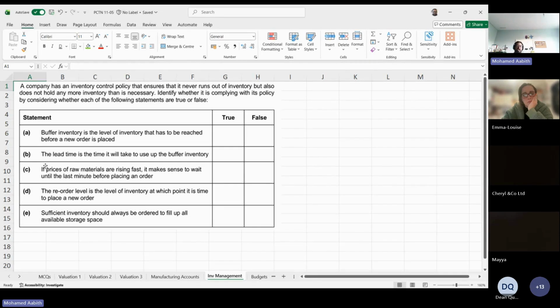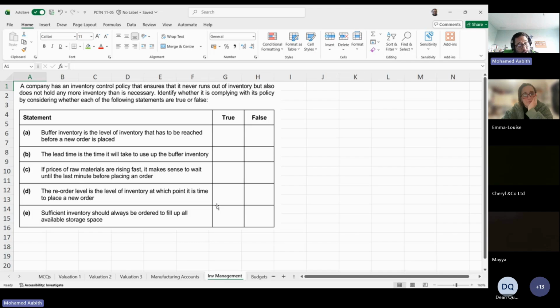Can you see that word here? Always. The key word here, always. What is the problem if I do that all the time? If I use all my storage spaces, one thing is I need to make sure I sell them quickly. Second thing is it's going to cost me to hold them as well. So is it wise to do that all the time?